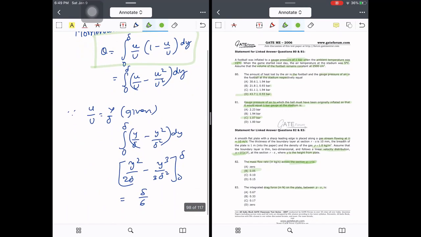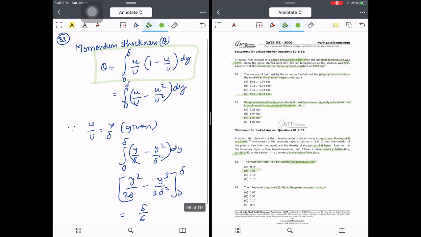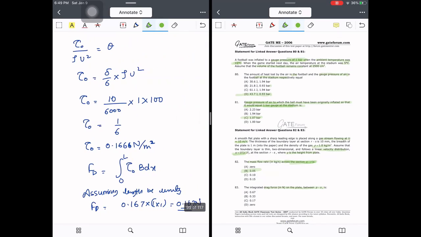You just put the value of the corresponding u by U and integrate over delta, and you will get the momentum thickness. So by integration you will get the corresponding value of theta.